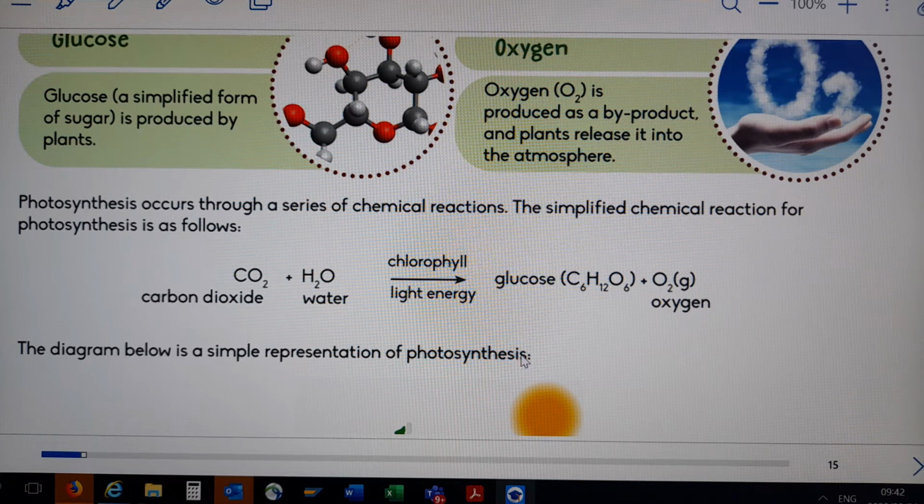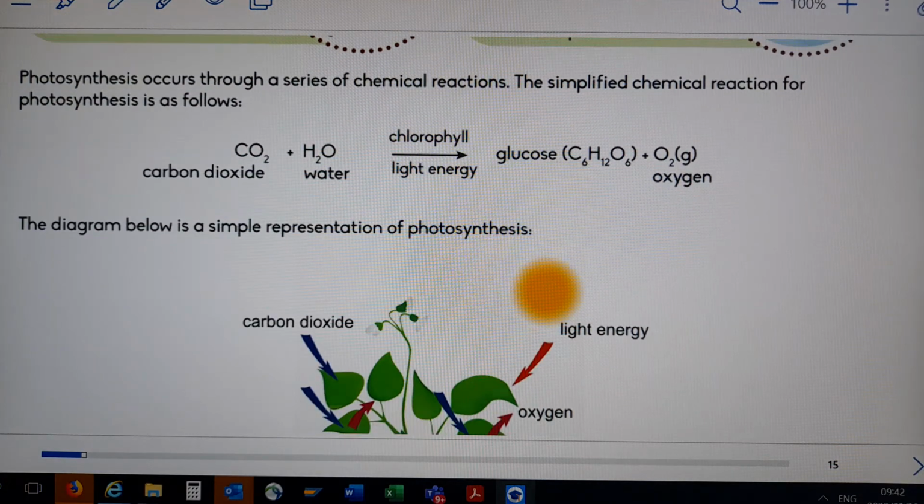They say the diagram below is a simple representation of photosynthesis. You need to know that. The 4 requirements and the 2 products from photosynthesis. Okay. 4 requirements: carbon dioxide, water, chlorophyll, light energy. And the 2 products, what we get after photosynthesis has happened: glucose and oxygen. Please know this diagram.